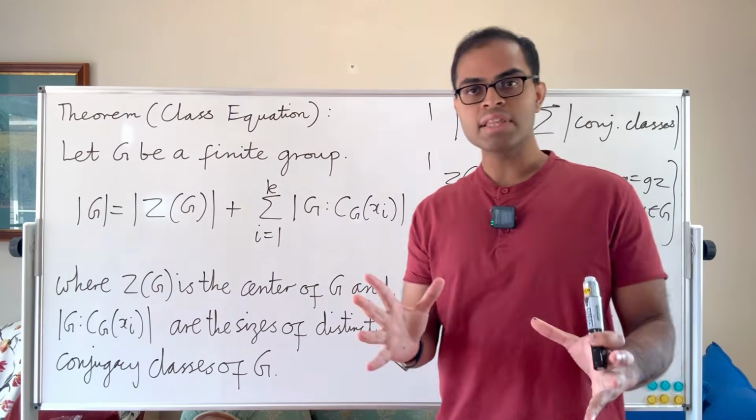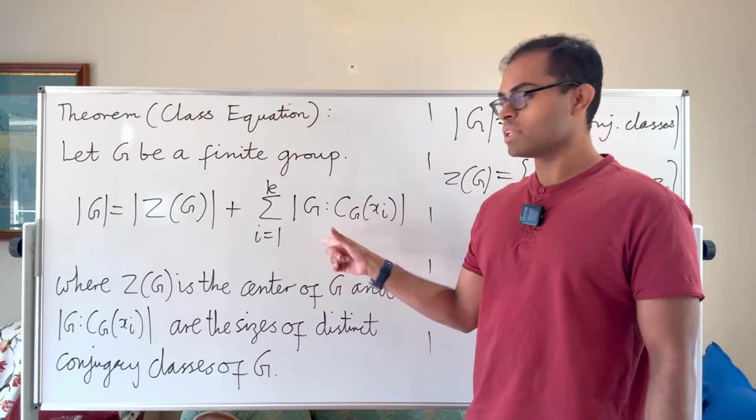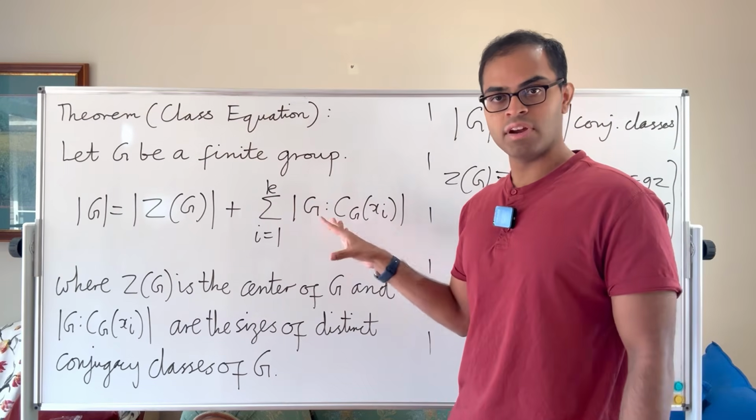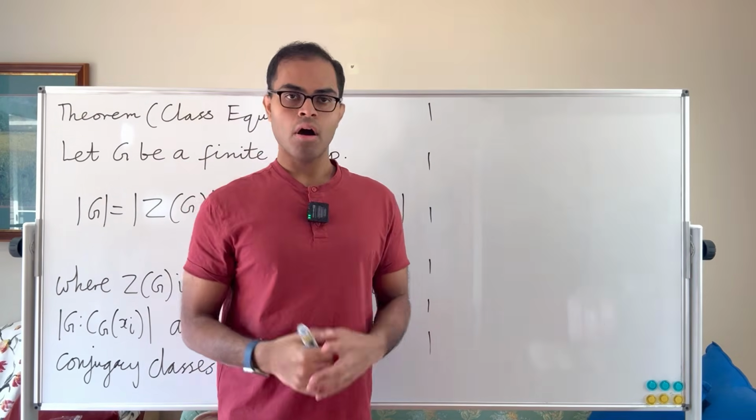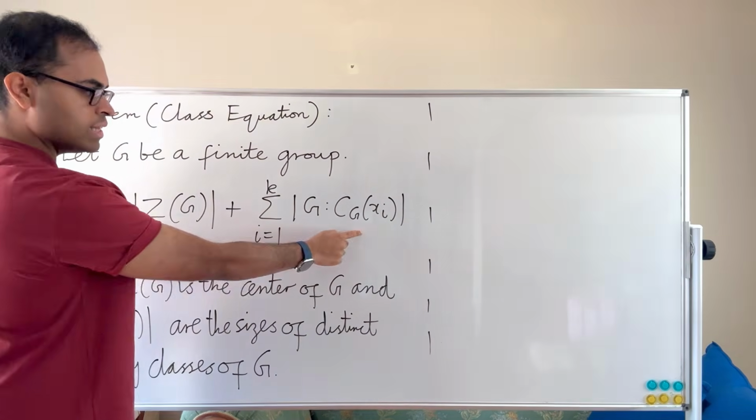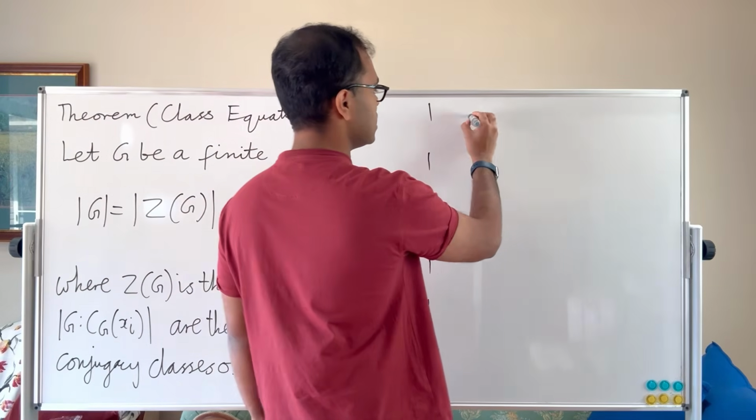Now we're almost there. Now we want to understand the next term in the class equation, which is these terms. That's going to be very crucial. We're going to get there next. All right, so for the next terms, we need to understand these centralizers. So I'm going to review the centralizer.